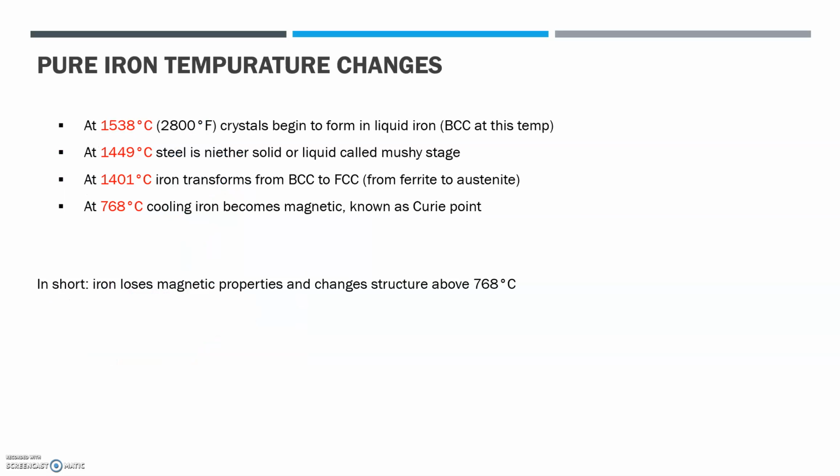Getting back to pure iron, let's look at temperatures and how the metal changes. Just above 1500 degrees Celsius, the crystals form into liquid form. At 1449 degrees, the steel is in a mushy stage of neither a liquid nor a solid. At 1401 degrees, iron transforms from body centered cubic to face centered cubic. At this point, foundries add carbon for maximum absorption. And coming down to the Curie point, at 768 degrees Celsius, iron becomes magnetic.